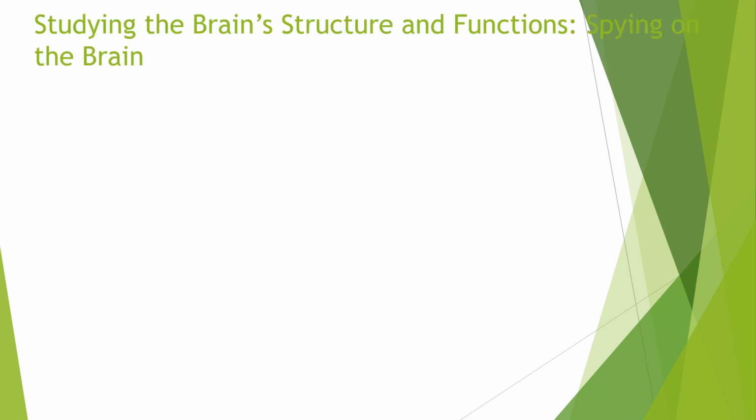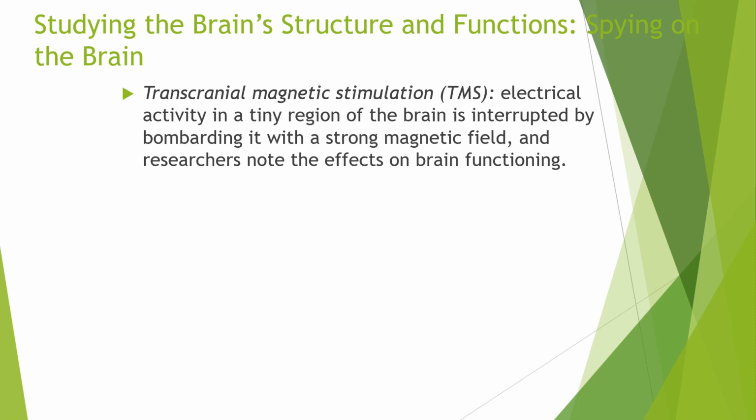A fourth type of scanning technique is a TMS, or a transcranial magnetic stimulation. This shows electrical activity in a tiny region of the brain that is interrupted by this bombardment of a strong magnetic field, and researchers note the effects that that bombardment of magnetic field has on brain functioning.